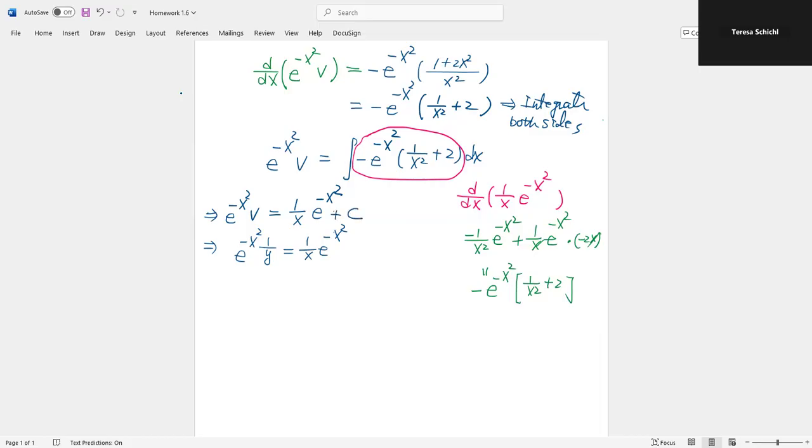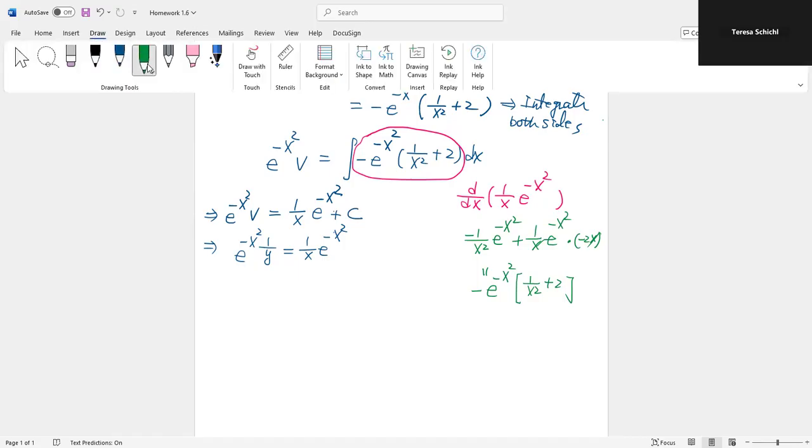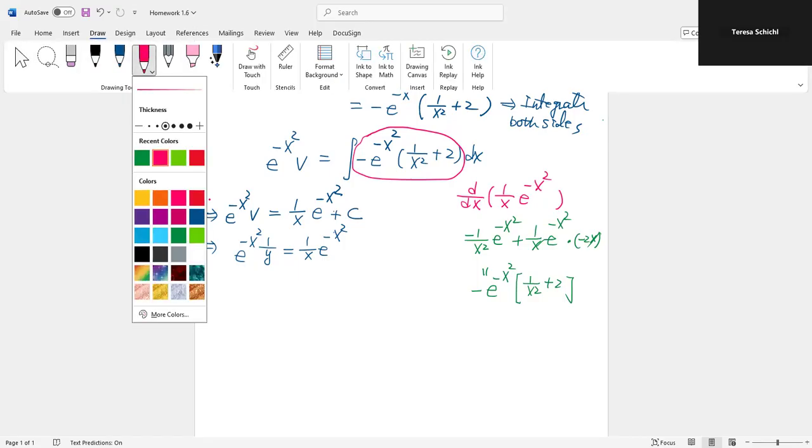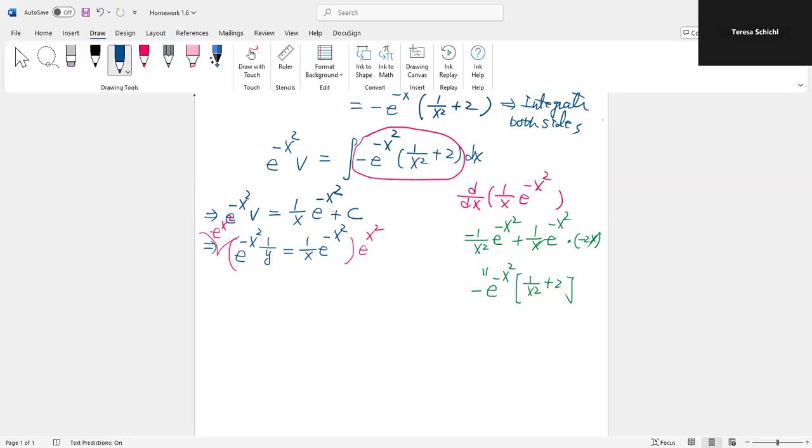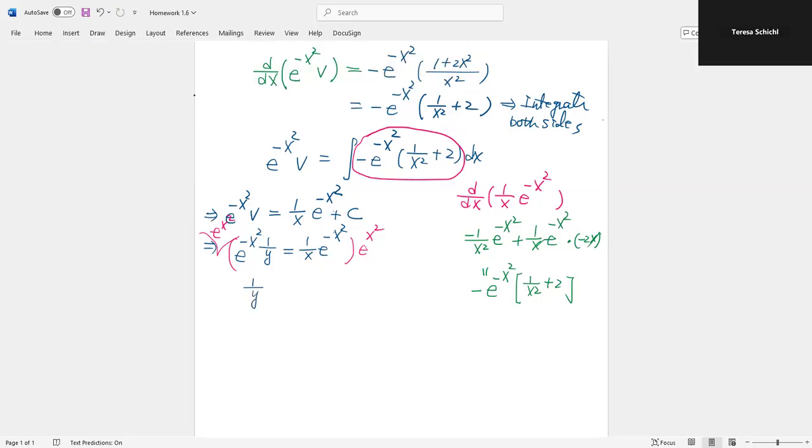Now I can multiply both sides by e to the x squared. So my left-hand side, this disappears, so it's 1 over y. Don't forget that plus c here. So this will be equal to 1 over x, this cancels, plus c times e to the x squared.